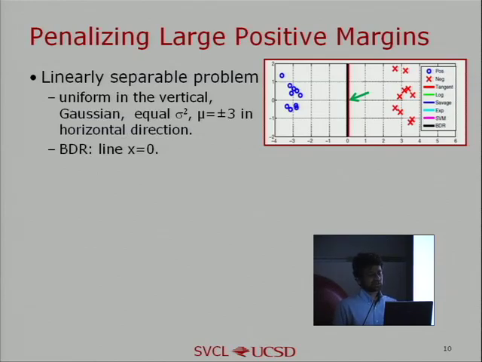But if all I had were these few points, and I used the Bayes consistent loss function, any one of these loss functions that I have on the right, they would actually, for this data set, give you the red line, which is almost on top of the black line, which is the optimal.